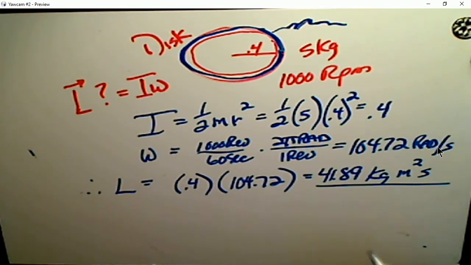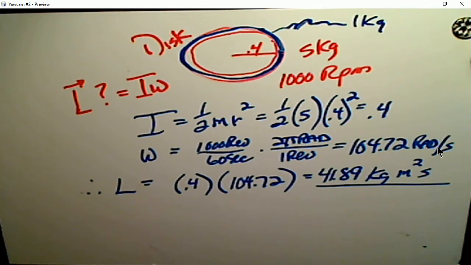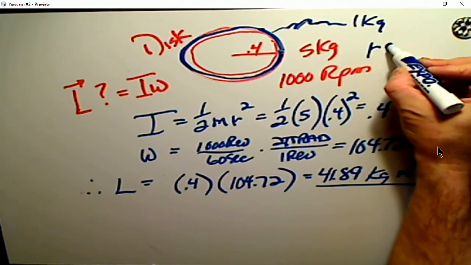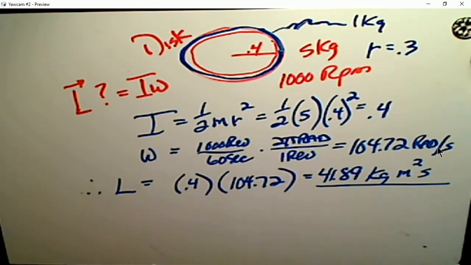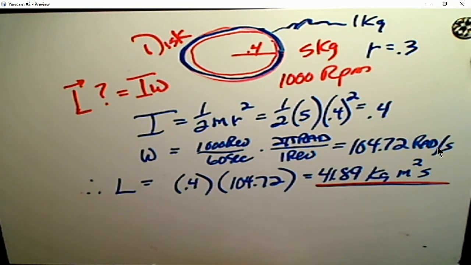We know angular momentum is conserved, so we have that 41.89, but we've lost 1 kilogram and we lost the radius. The radius is now 0.3. So what happens? We have a new moment of inertia, but the angular momentum is conserved. So obviously it's going to affect, like we said before, the rads per second. Let's see how it affects it.